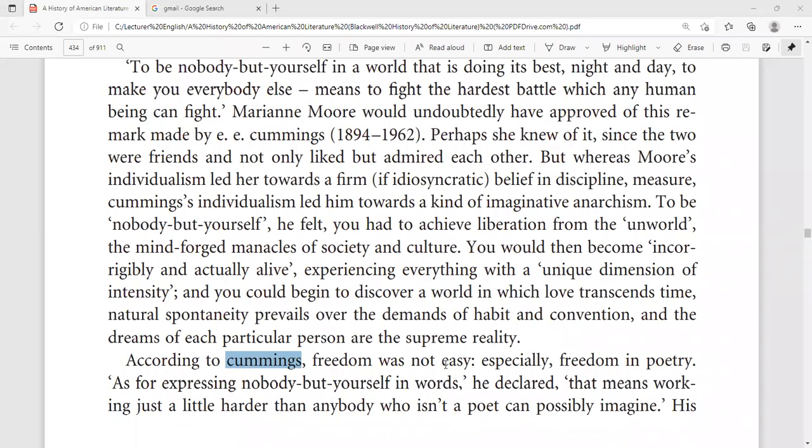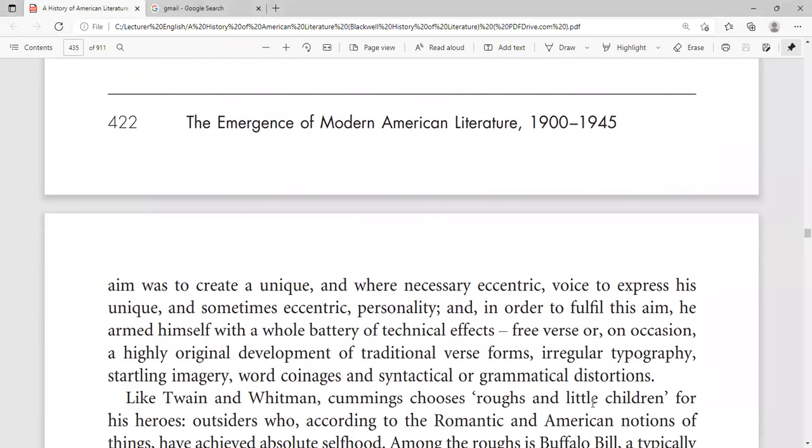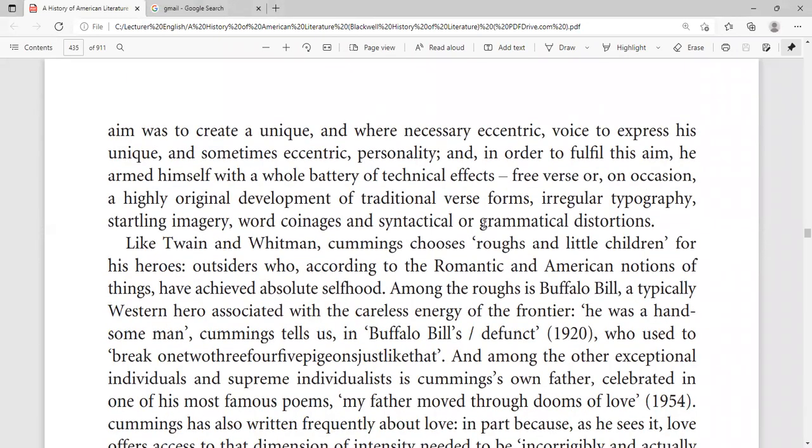And he believes that freedom was not easy, especially freedom in poetry. So his poetry is free verse, but according to him, free verse is not easy. As for expressing nobody but yourself in words, that means working just a little harder than anybody who isn't a poet. His aim was to create a unique and, where necessary, eccentric voice to express his unique and sometimes eccentric personality.